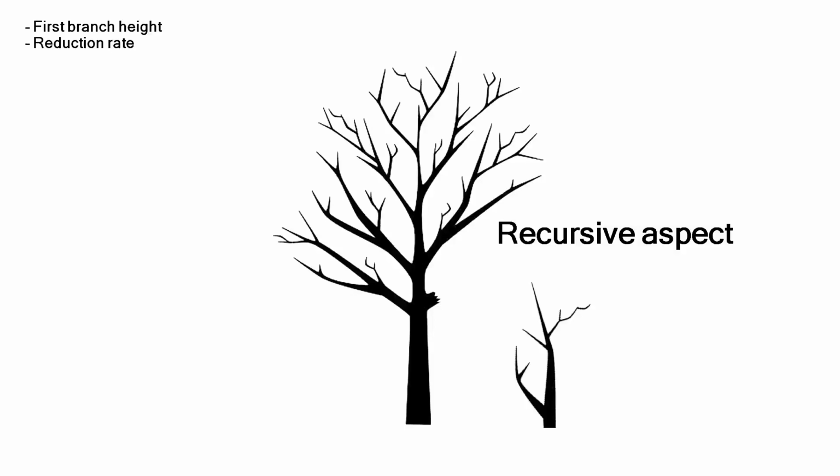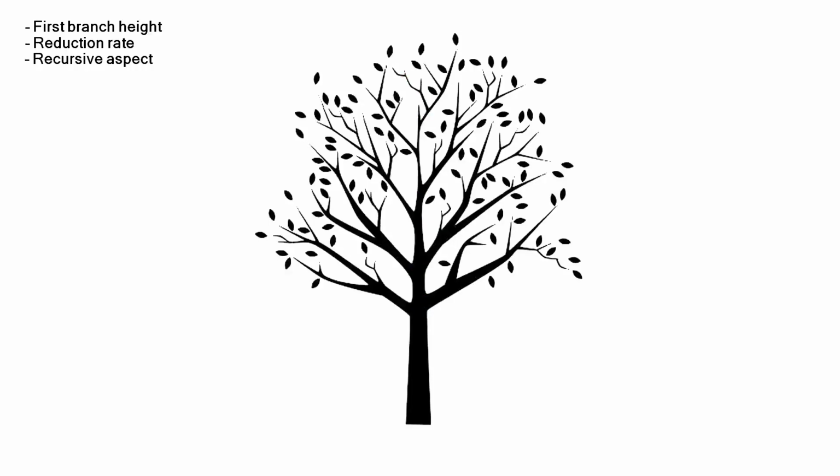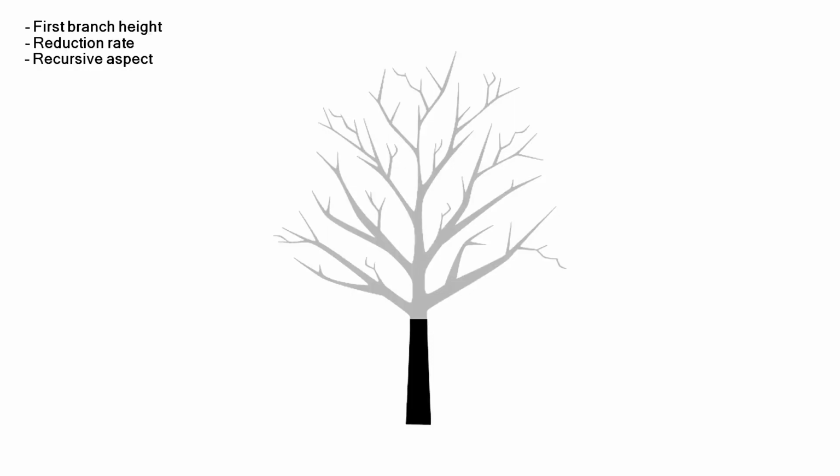This tree has a recursion depth of 11. Meaning that the most eccentric point has been through 11 splits before reaching its position. And finally, there are leaves at the end of any dead-end branch. So let's first focus on making the first part of the tree, the closest from the ground, which is basically a cylinder.